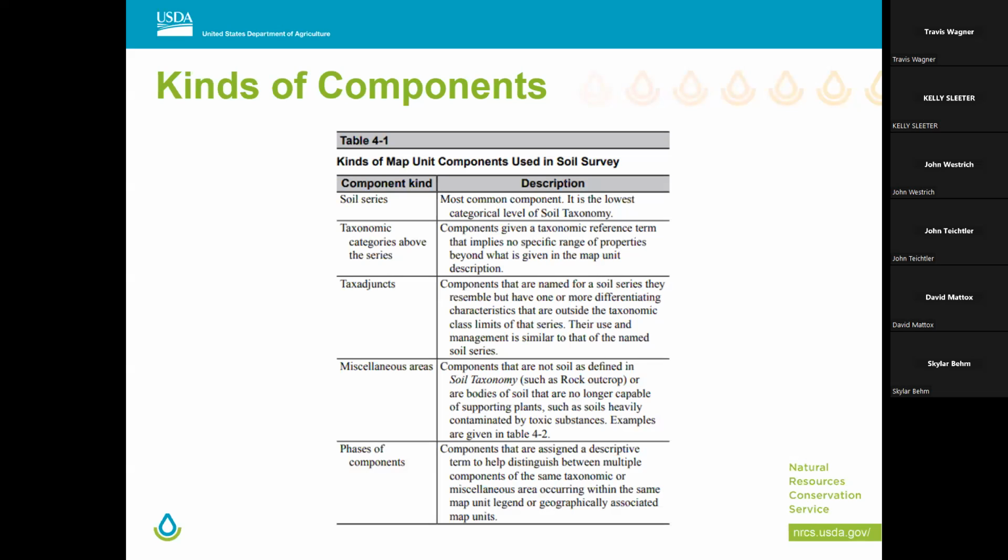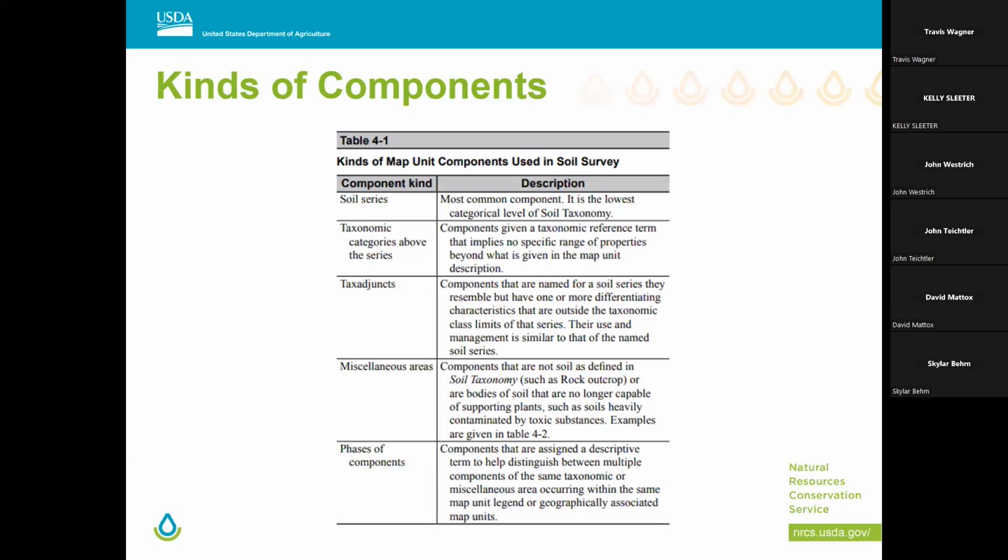So now when we go a little bit deeper, components that are given a taxonomic reference. It's basically saying, if Anago is supposed to be fine silty or coarse loamy, we could have a variation that's fine silty. Well, that doesn't fit the conceptual, and maybe we don't have a series right now. So we'll put this in as a tax adjunct: within this map unit, there's also another version of Anago, but it's more on the siltier end versus that coarse loamy. It's got more clay in it, it's got more silt, less sand, that kind of version.